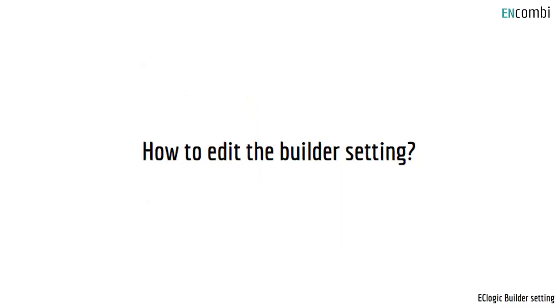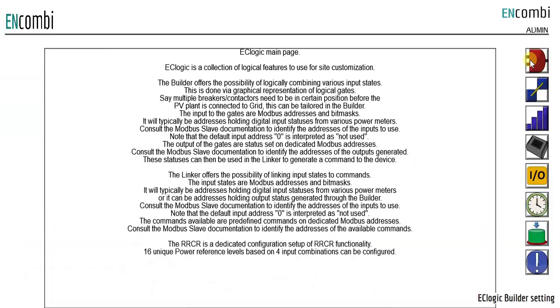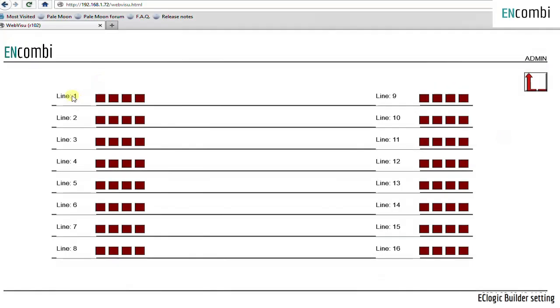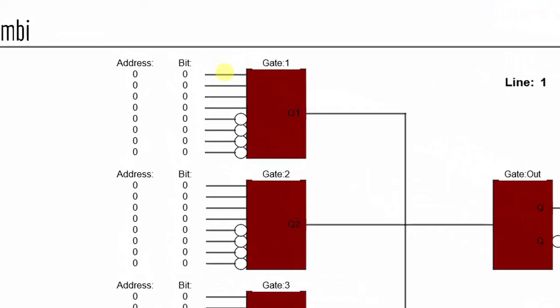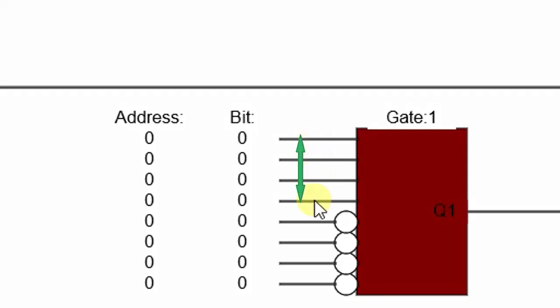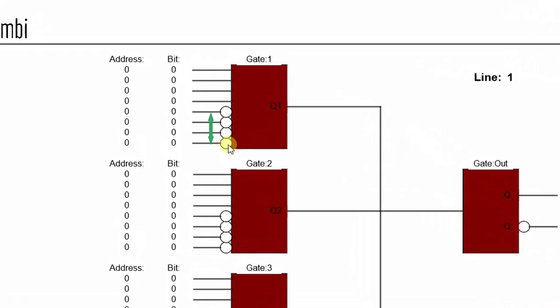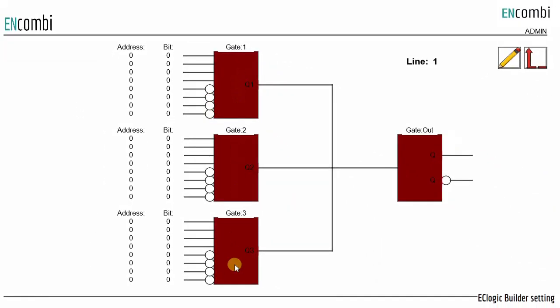How to edit the builder setting? Open the EClogic. Then click the builder tile. There you will see builder lines. Clicking the line number will lead to the gate setup page for the specific line. Each of the first 3 gates take 4 analog and digital inputs, and 4 analog and digital NOT inputs. These 3 inputs are ORed together to generate 1 input to the output gate.